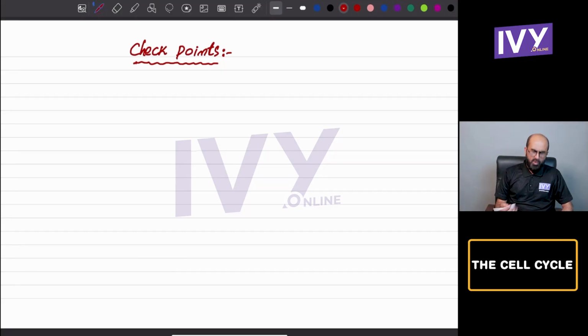So checkpoints, I told you, are signaling protein molecules, and you know that we have three types of checkpoints. There are three checkpoints in the entire process of the cell cycle. So one is called the G1 checkpoint.